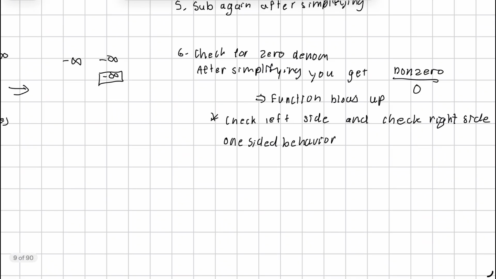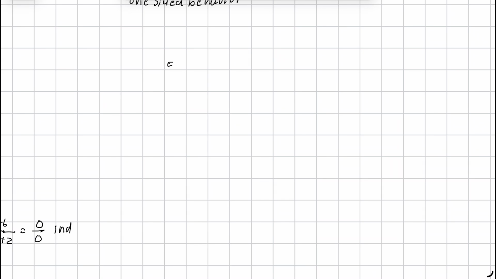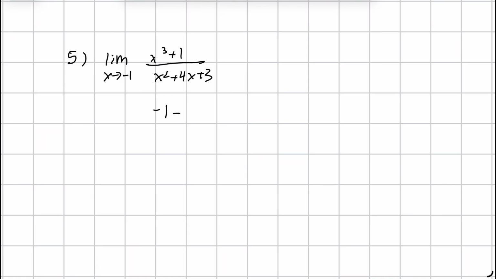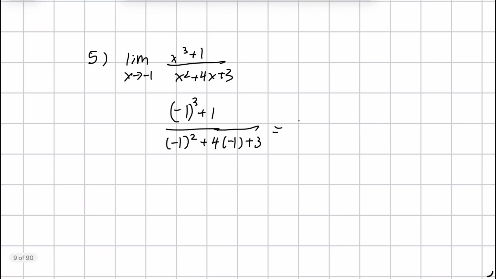Now, let's do one more example. For number 5, we have the limit as x approaches negative 1 of x to the power of 3 plus 1 all over x squared plus 4x plus 3. Let's attempt direct substitution. We would have negative 1 cubed plus 1 all over negative 1 squared plus 4 times negative 1 plus 3. So negative 1 to the power of 3 is equal to negative 1.